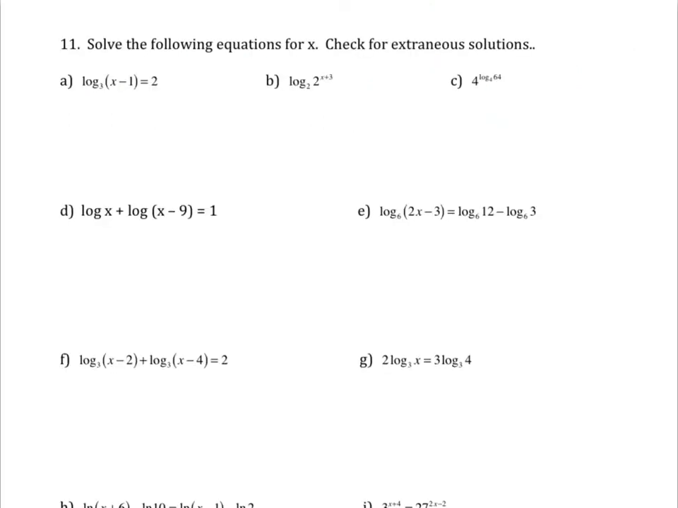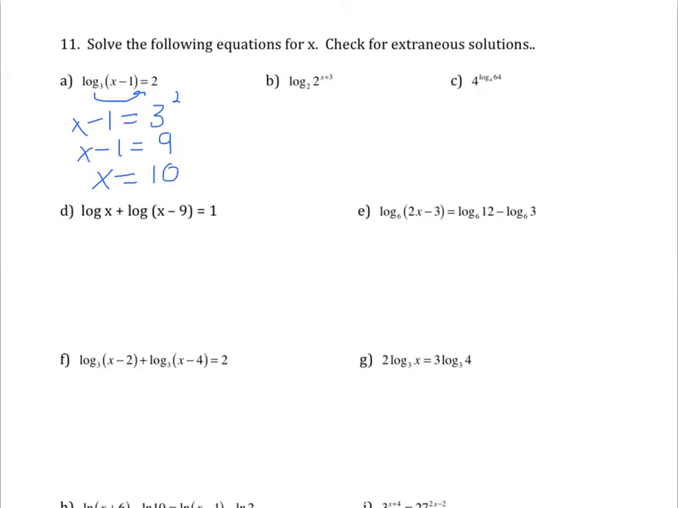For number 11, we want to solve the following logarithms for x and check for extraneous solutions. So for part A, we first want to write it in exponential form by taking the 3 and rotating it around. So we have x minus 1 equals 3 squared. So x minus 1 equals 9. So x will equal 10.